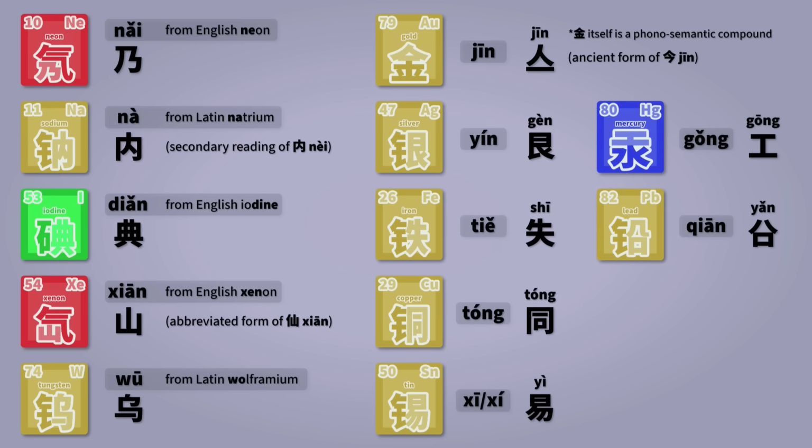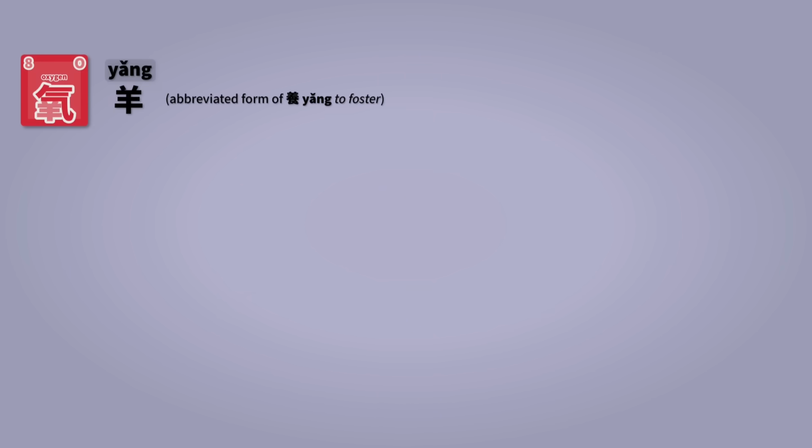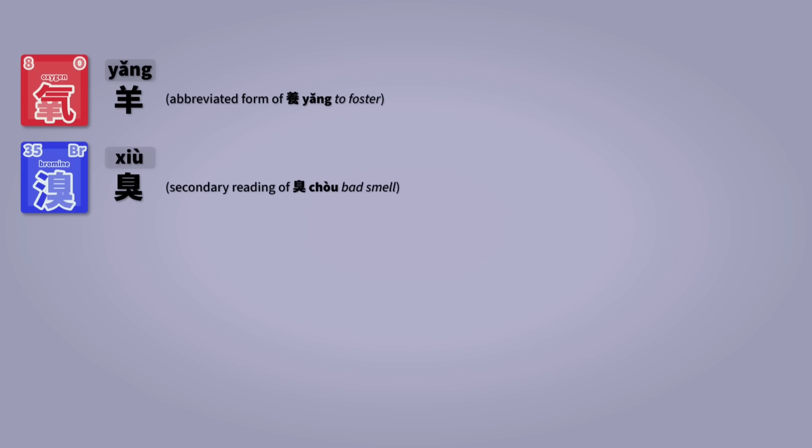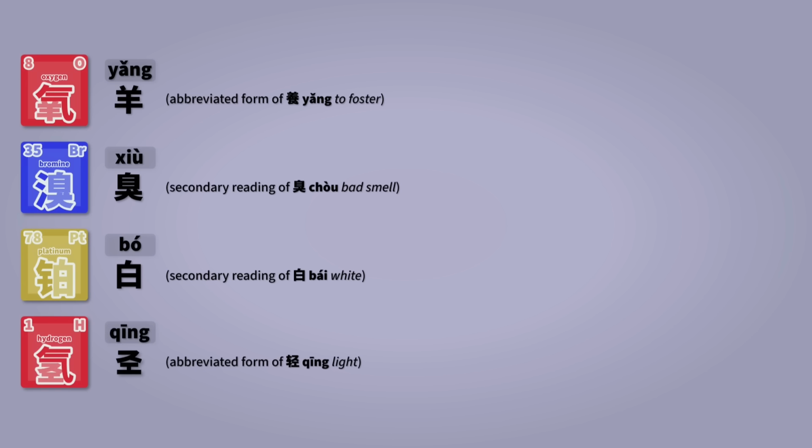And then we also have the aforementioned conjoined meaning elements. These include elements such as oxygen, which contains part of the character meaning nourishment, because most things need oxygen to live, bromine, which combines the water radical with the character for bad smell, mirroring the original Greek etymology, platinum, which is white gold, hydrogen, which, as the lightest element, contains part of the character for light, and there are also a few others. At the same time, these characters are also phonosemantic because the non-radical part dictates the pronunciation.